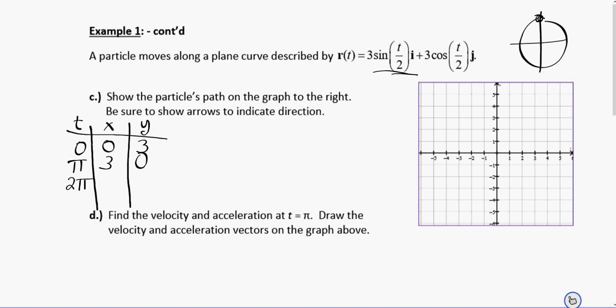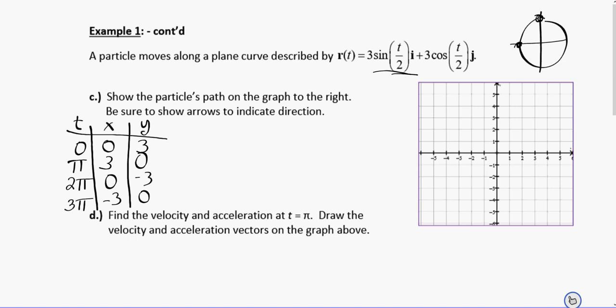And when I substitute 2 pi into my position vector, I get 0. Cosine of 2 pi over 2 is cosine of pi, which is -1. -1 times 3 is -3. Substitute 3 pi in, and I think we're going to get -3. The sine of 3 pi over 2 is -1.